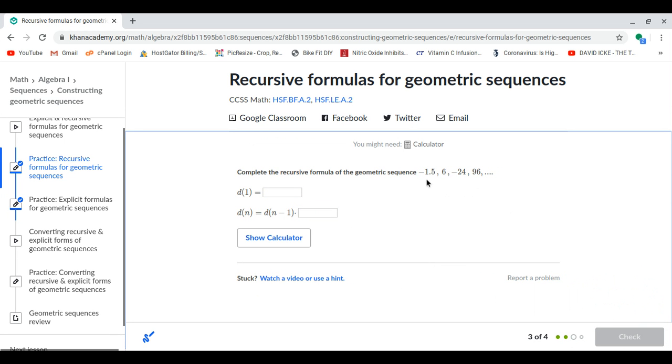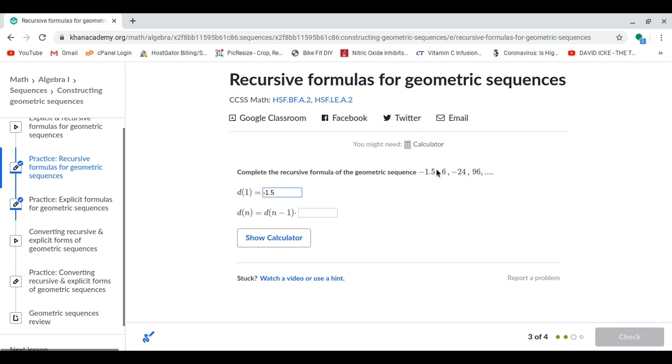This time, our recursive formula, we have negative 1.5, 6, negative 24, and 96. And you notice each time you're alternating between a negative and a positive number, meaning that we're going to be multiplying by a negative number down here. But let's not get ahead of myself. So I'm going to start with the first number in the sequence, negative 1.5.